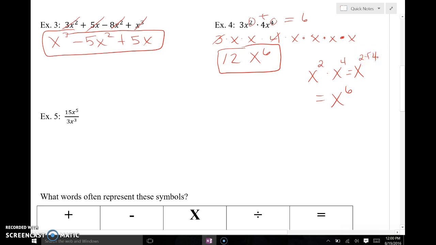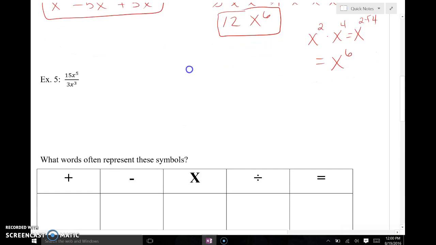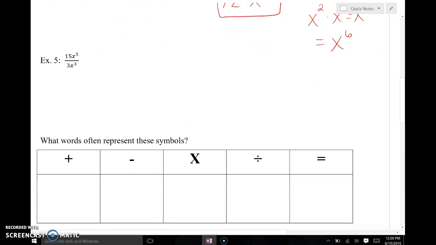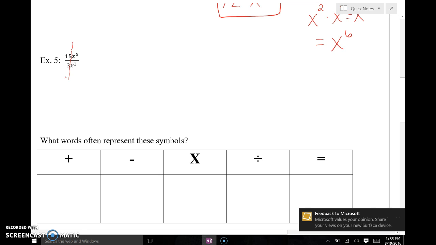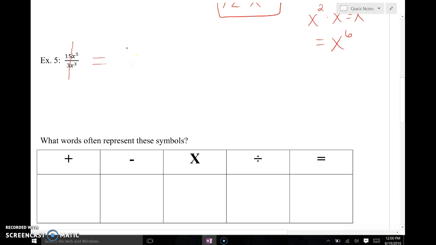All right, so now we'll move to our final example, example 5 here, and we're doing some division. Now, what I like to do is I like to separate this into numbers with the numbers and variables with the variables. So 15 over 3 would be 5, because you could just divide those two numbers. They would reduce to 5 over 1.